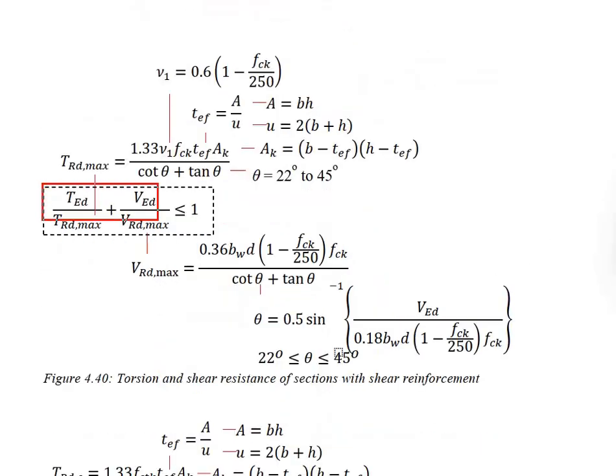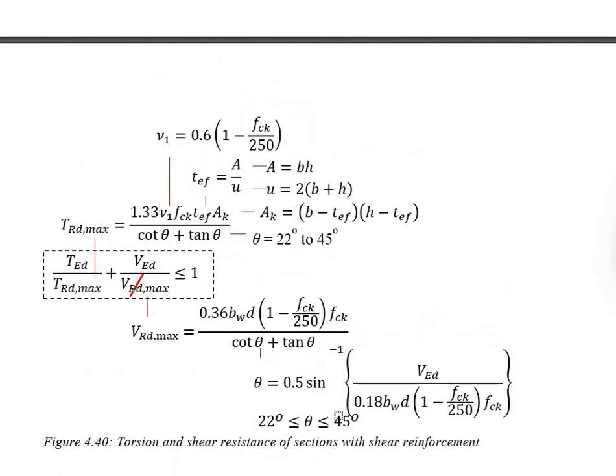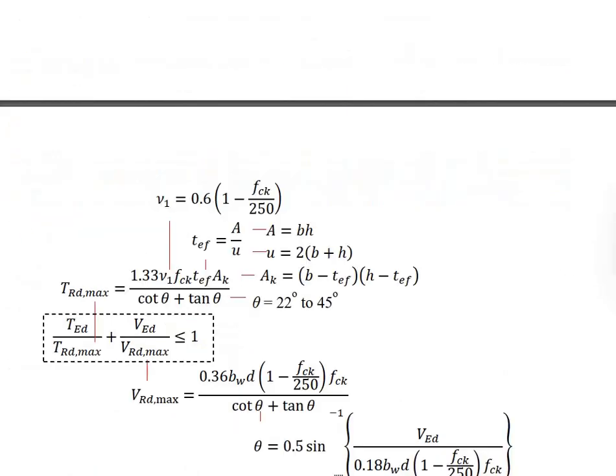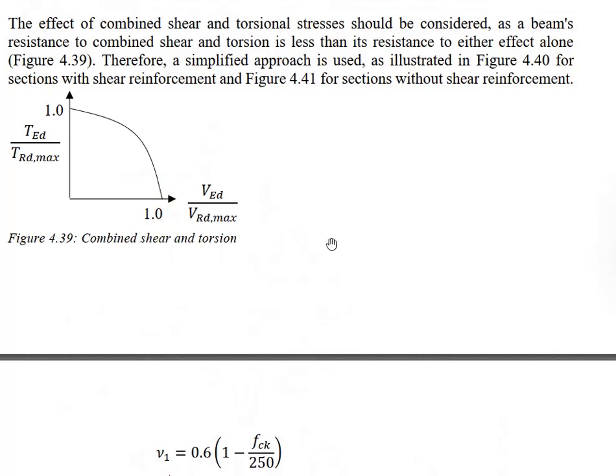Let us first explain the concept of this interactive formula. Now imagine you have no shear load here. You can use up fully the torsional capacity. This whole thing here cannot be more than 1.0, as represented by this point here. Now, in the case that you have no torsional load, you can use up the full capacity in terms of the shear resistance. And this cannot be more than 1.0, as represented by this point here.